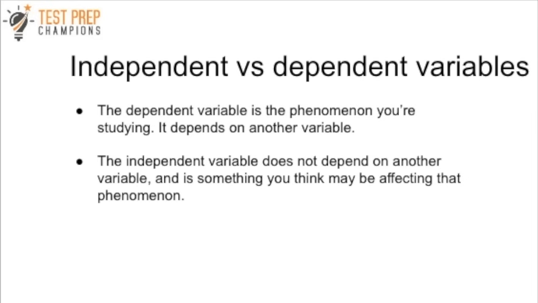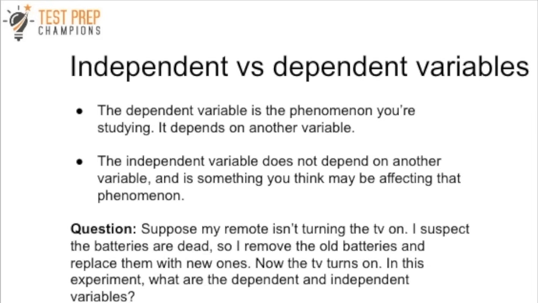So let's use another example to hopefully make this more clear. Suppose my remote isn't turning the TV on, just like I said, and I suspect that the batteries are dead. So I remove those old batteries and replace them with new ones, and now the TV is turning on. In that experiment, what would you say is the dependent variable and what would you say is the independent variable?